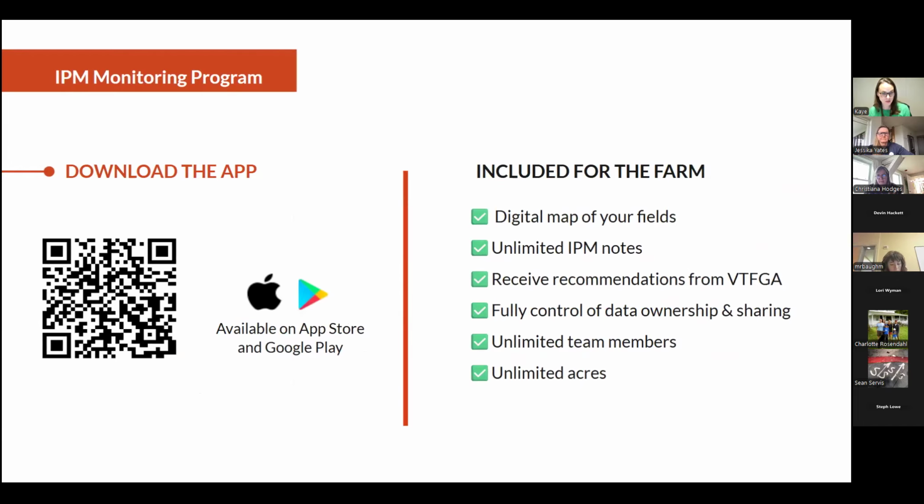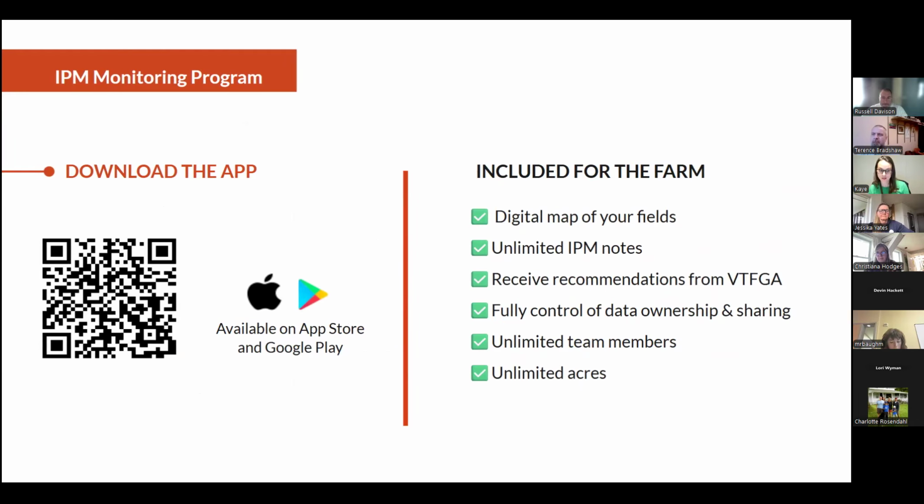Then I just wanted to give a quick summary of really what's included for the grower when they're using the Farmable app. Right now, if anyone's on the call and they haven't had a chance to download the app, you can scan this QR code. You can download it right now. It's available on Apple and on Android, and you can follow along as we go.